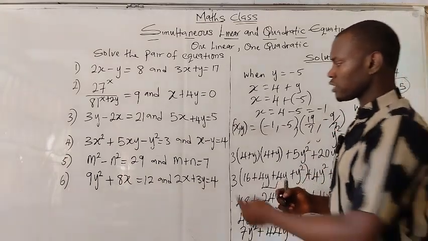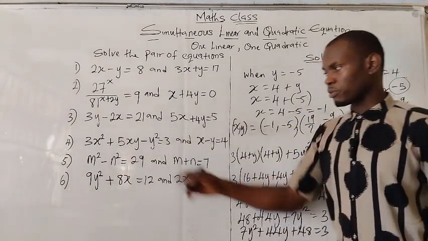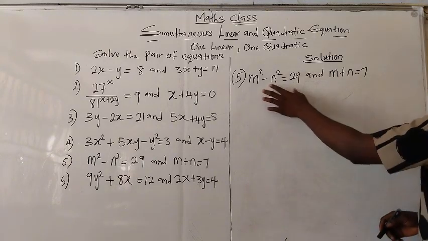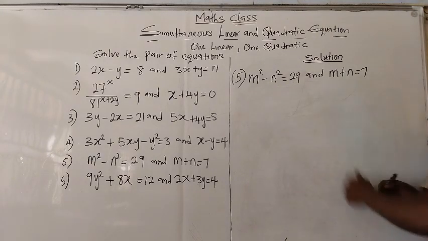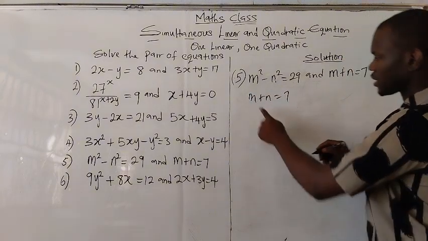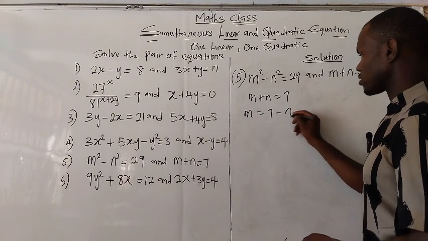So we've been able to get the values of x and y for question number 4. I'll go straight to solve question number 5. For question number 5, you observe that we also have a quadratic and a linear. So I'll be starting with linear as well. Make m the subject of the formula. m will be equal to 7 minus n.